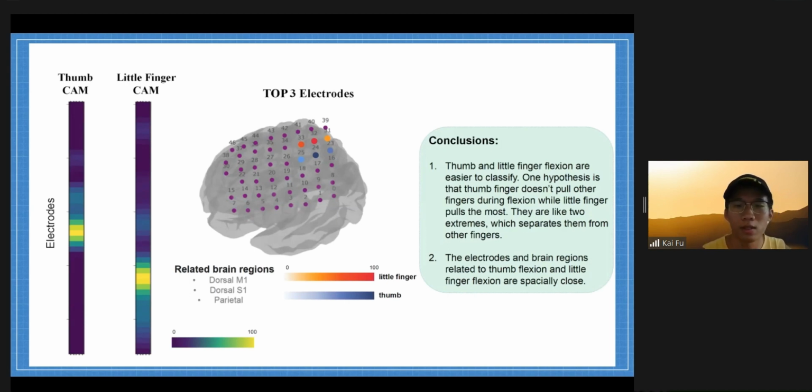One hypothesis is that the thumb doesn't pull other fingers during flexion, while the little finger pulls the most. They're like 2 extremes, which separates them from other fingers. The electrodes and brain regions related to thumb flexion and little finger flexion are spatially close, and that is all about this part.